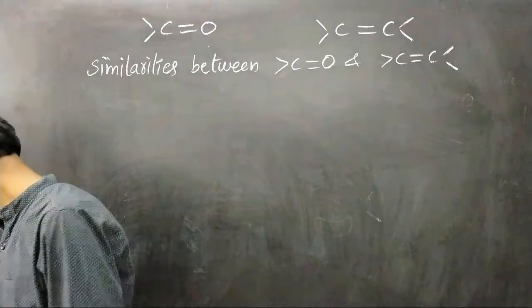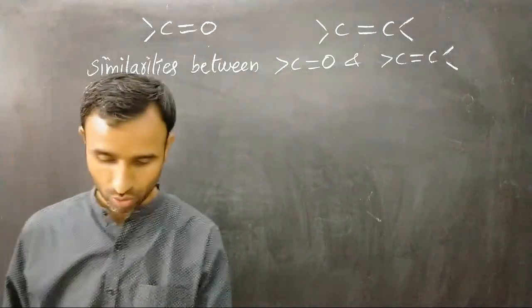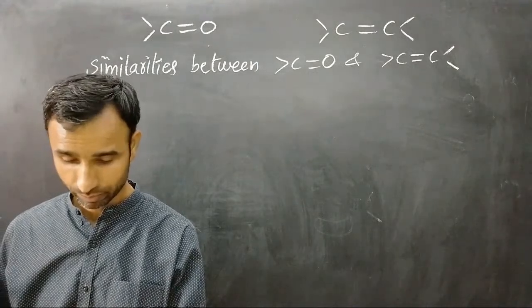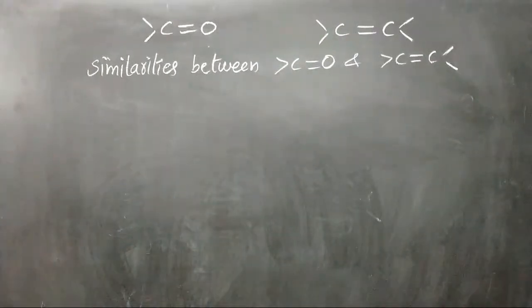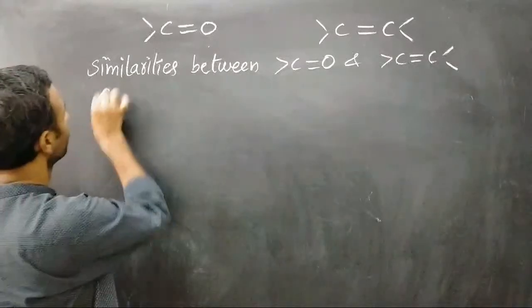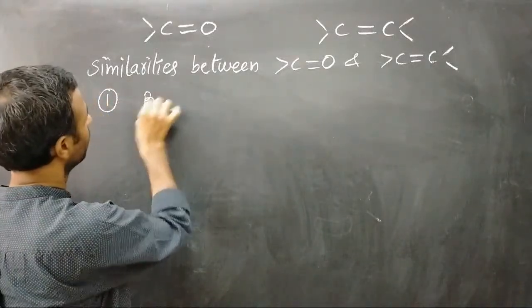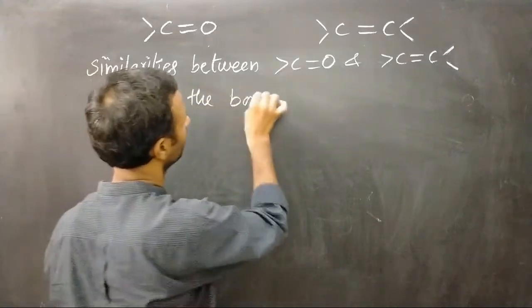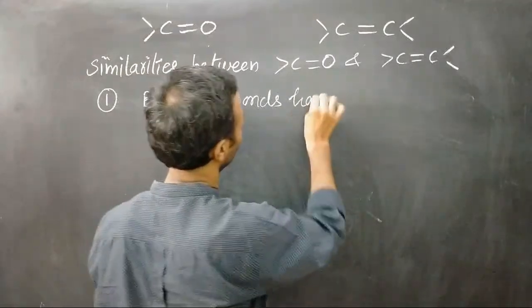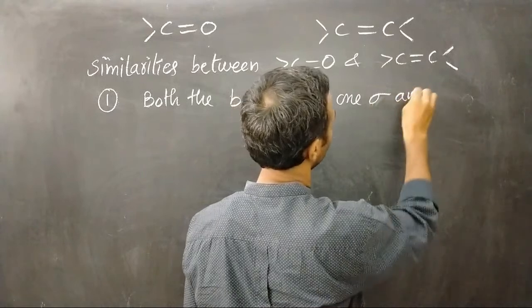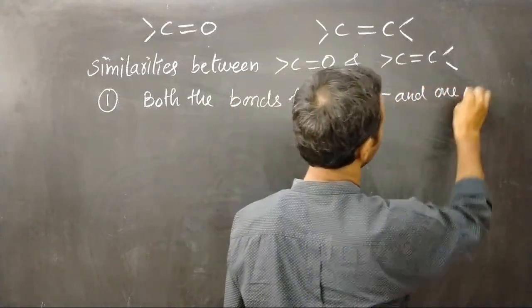Okay, first write the similarities. So the first similarity is both the bonds have one sigma and one pi bond.